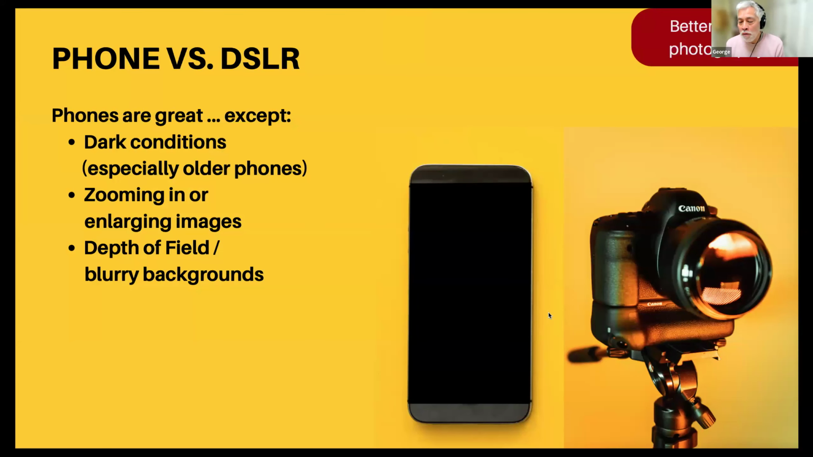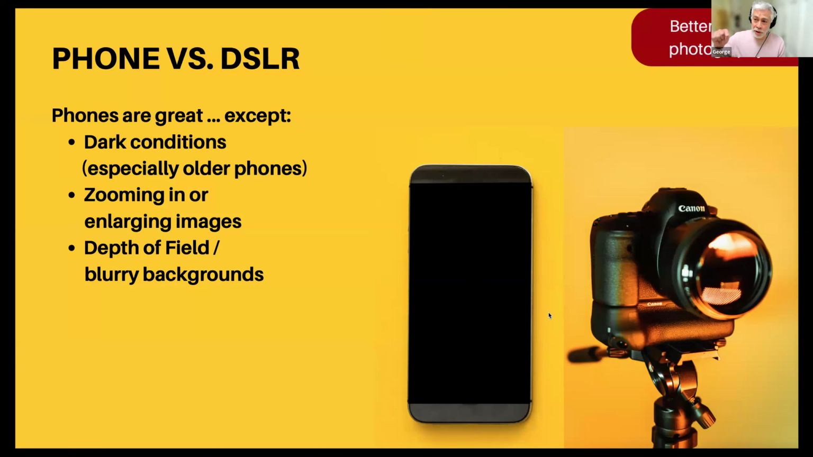Why use a phone over a proper video camera, a digital SLR camera? Well, phones are amazing, especially the more modern phones, but they're not as good in dark conditions. And older phones are worse in dark conditions. Very new phones, like the last year, are getting really good at dark conditions, but older phones are terrible at it.